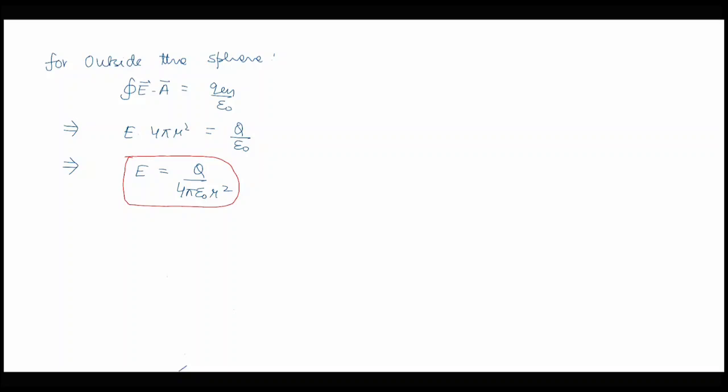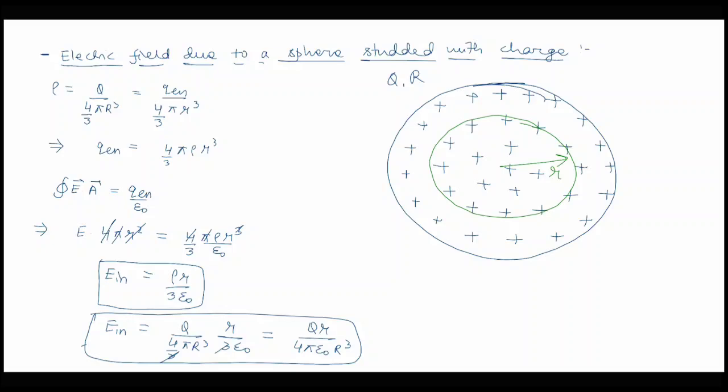The entire insulating sphere studded with charge will behave like a point charge Q situated at the center of the sphere. If we try to draw a graph for this arrangement, for a point inside the sphere the electric field is proportional to the distance r from the center, rho r by 3 epsilon naught, so the graph is going to be somewhat like this. Inside it is proportional to r, and outside it is inversely proportional to r square. So this is the graphical variation of electric field with r for a sphere studded with charge.